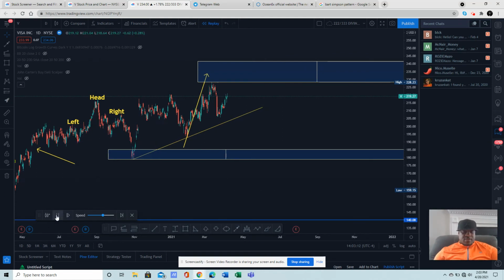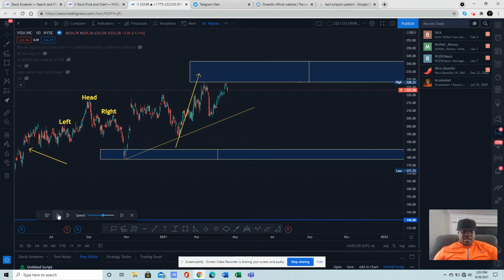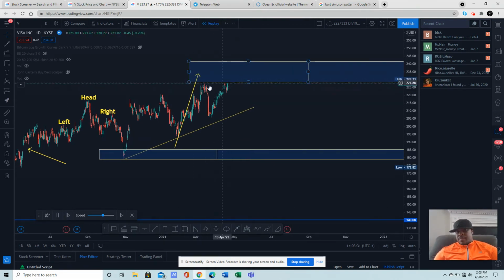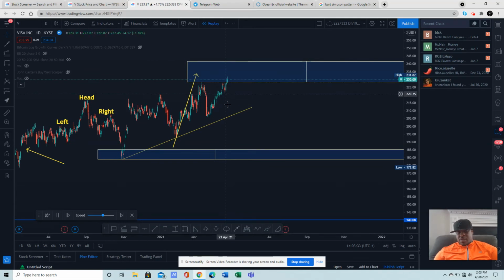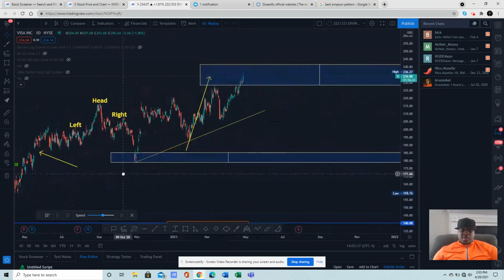Remember what I said: when the extension is hit, we have a correction. What do we have? Extension hit right here, correction. All right, extension hit again. This is serving as a major area of resistance. Now it finally corrected. All right, now we're up to speed.